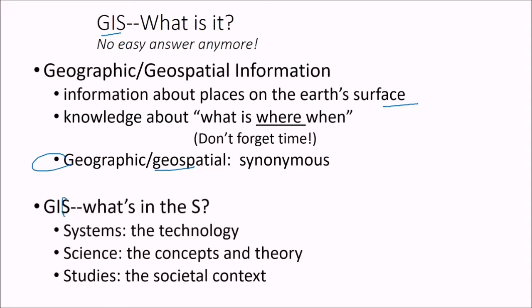What is S in GIS? Is it a system, science, or study? Because geographic information systems, that means it is a technology. Geographic information science means it is a concept and a theory. And geographic information studies, we are talking about the societal context.